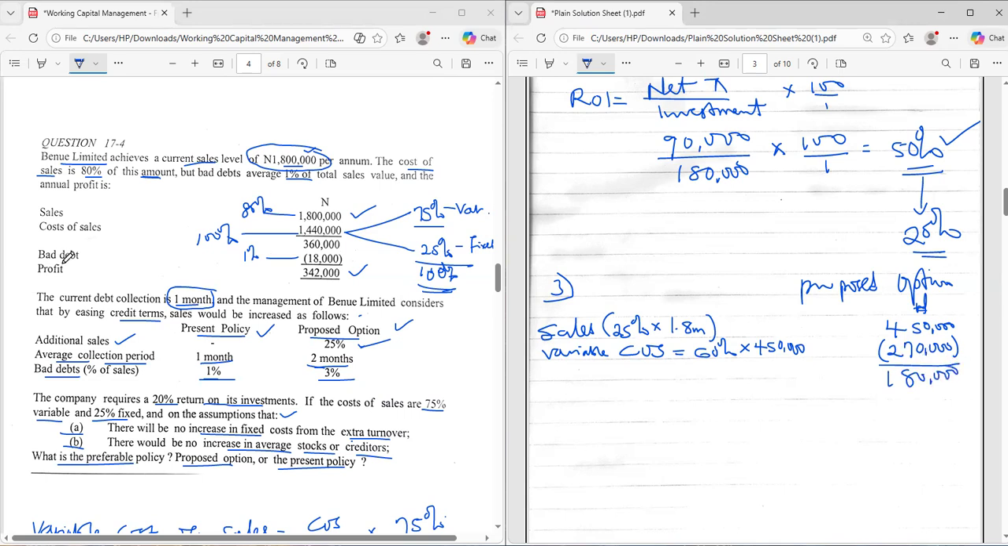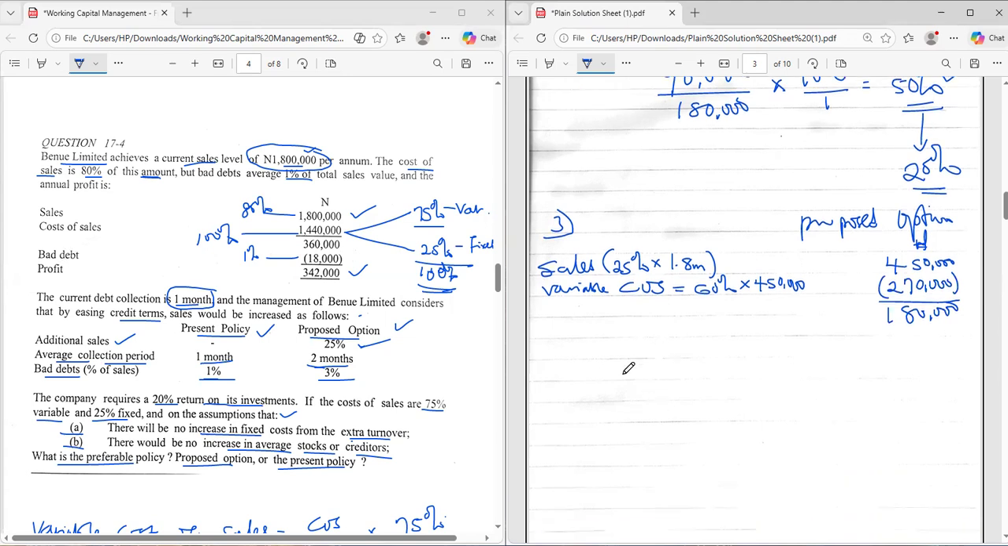All right, so that 270,000 will now be less our additional bad debts, because everything we are doing is additional. Even our sales was additional, just the 25%. Our variable cost is the additional, which is 270,000. So our additional bad debt also.